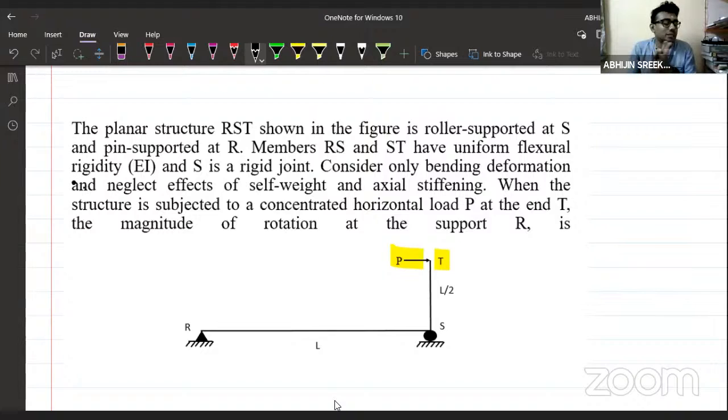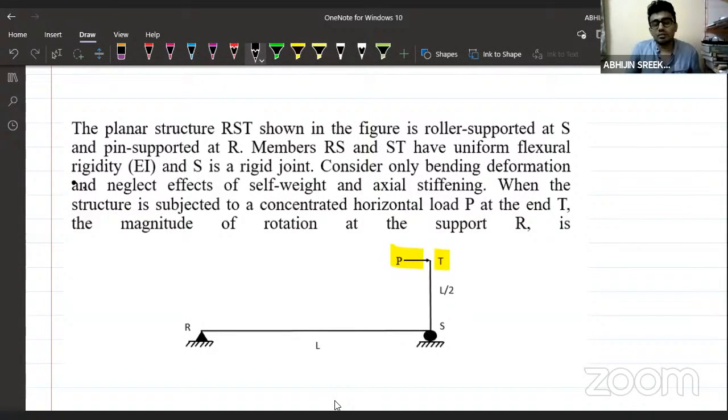Which method have you used here? Have you used strain energy principles, Macaulay's theorem, double integration? Which method have you preferred to get the rotation at the joint R? Some of you might have used the method of consistent deformation, some might have used standard results, and some strain energy principles. So it's actually your aptitude. Selection of a particular method is completely dependent upon your aptitude. You have to select a proper method for the question given.